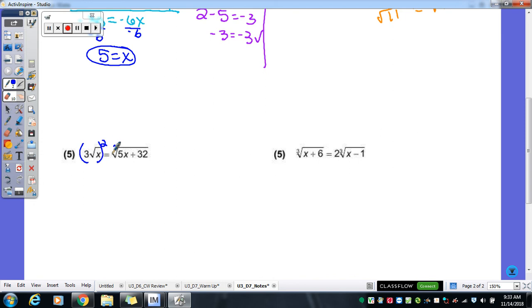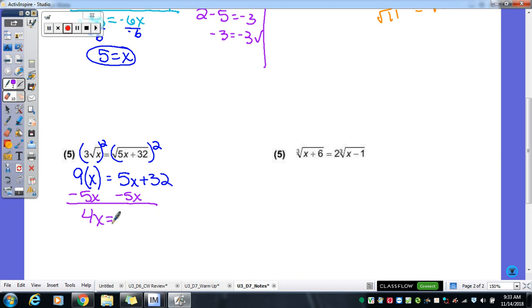These ones are square roots, so we'll end up squaring both sides. This 3 also gets squared out here, so 3 squared gives us 9. Radical x squared gives us just x. Over on the right side, our radical goes away, so we have our 5x plus 32. So then I'll subtract my 5x over. So we got 4x equals 32. Divide by 4, what does x equal? 8.